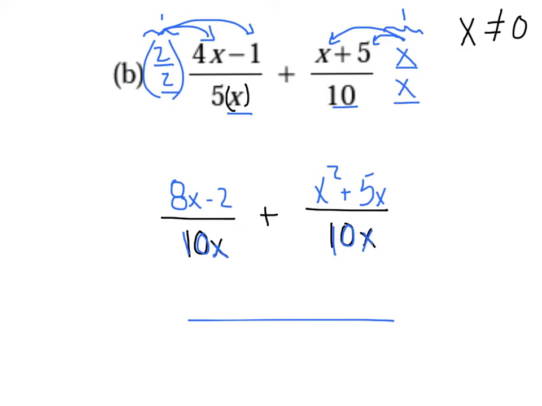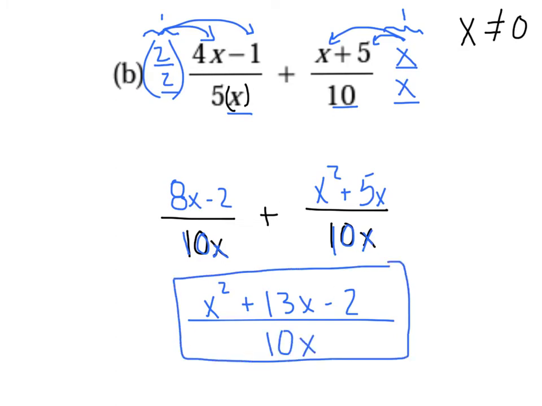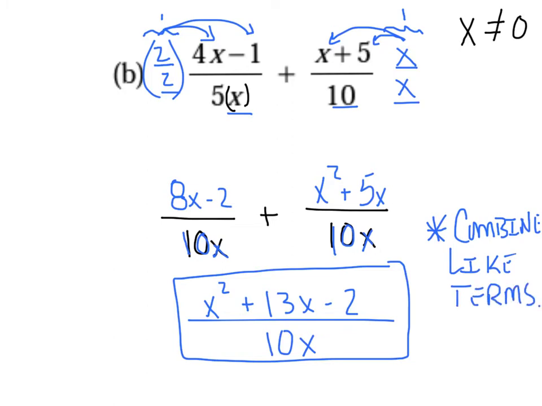Okay, now life's pretty good. We're just going to combine the like terms in the numerator: x squared plus 13x minus 2 all over 10x. And ladies and gentlemen, that's our final answer, okay? If you need to put a little asterisk right here, just make a note that we are combining what? Once you create those common denominators, we're combining all the like terms in the numerator. And notice, of course, the denominator does not change.